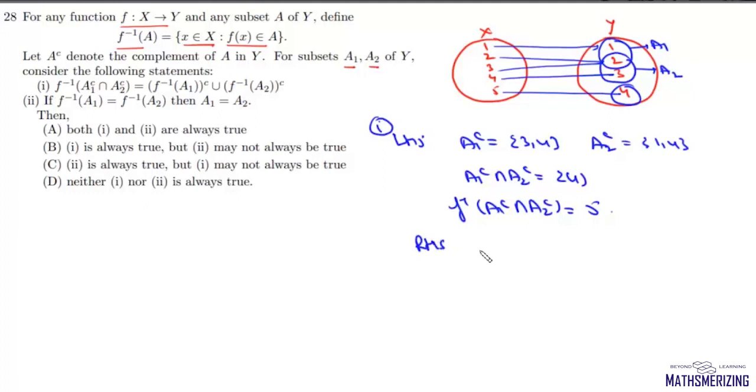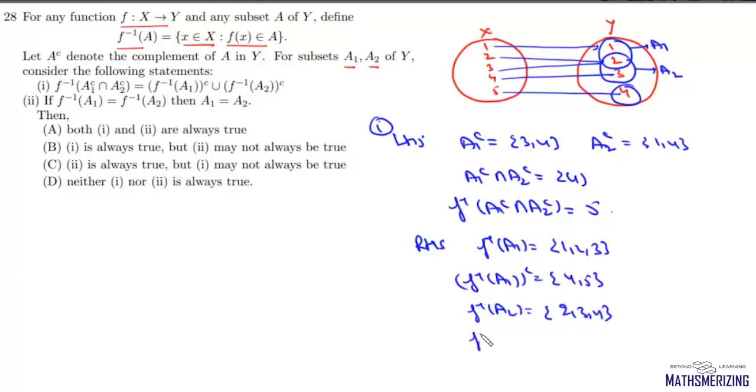Now the right hand side, it will be f inverse of A1. Now what is f inverse of A1? f inverse of A1 is 1, 2 and 3. And I will take the complement of f inverse A1. It will be 4 and 5. And in the same way, if we take f inverse of A2, f inverse of A2 will be 2, 3, 4, and f inverse of A2 complement will be 1 and 5. Now we'll take the union of both.